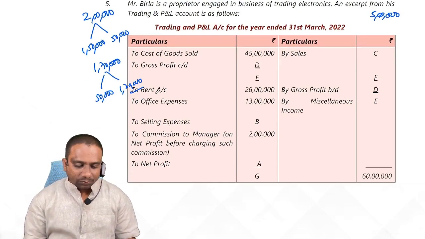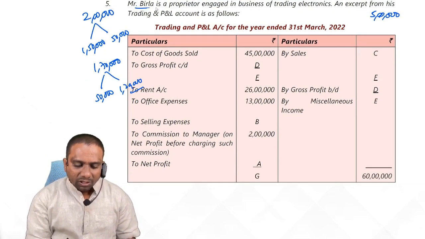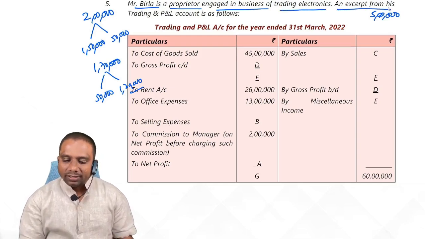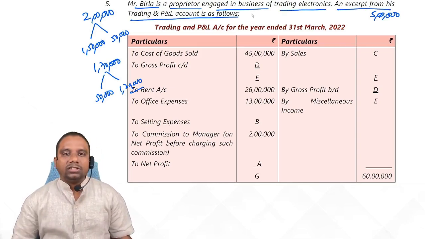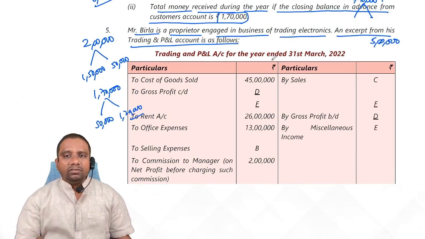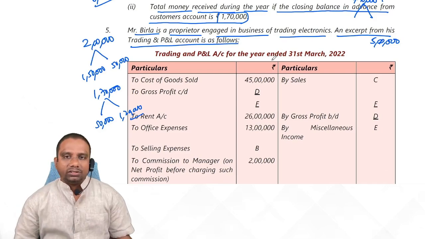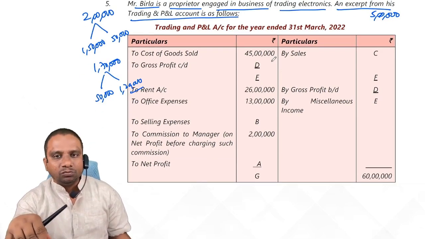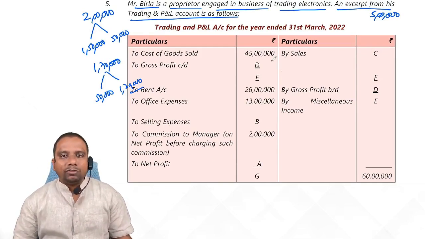Okay. Next one. Fifth one. Mr. Birla is a proprietor engaged in the business of trading electronics, and excerpts from his trading and profit and loss account are given. This problem is very logical, students. Observe. Here they have already prepared the trading and profit and loss account. They are giving some missing amounts, and those missing amounts you have to identify.